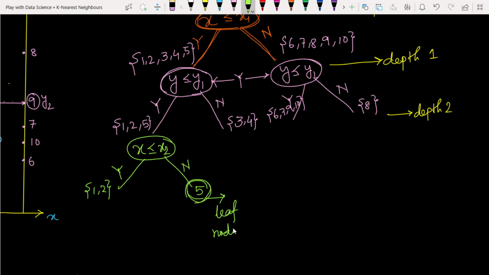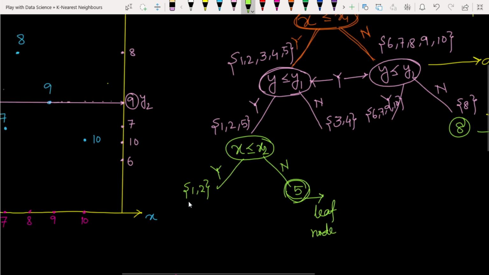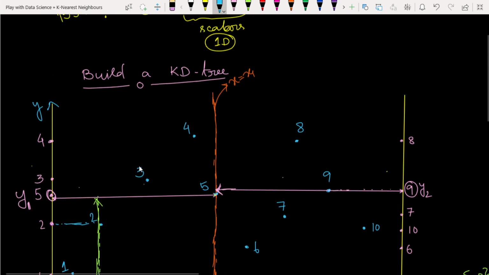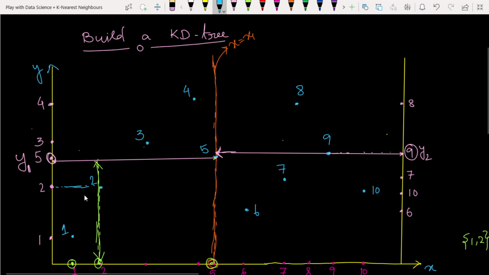Leaf node. Here also, it is a leaf node. Until we have reached a leaf node, we continue this job. It is simple. If you consider the y-axis again, we divide the space using this line. We just continue this, and the whole plane is divided into small chunks of planes.